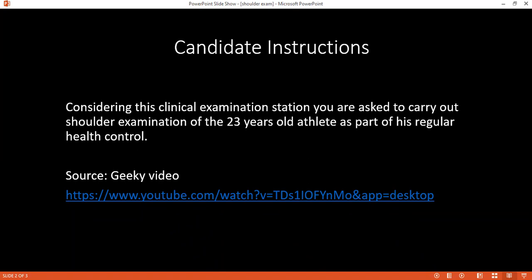What do you want to confirm with the apprehension test? If there is any posterior dislocation or apprehension of dislocation, inferior dislocation. Okay. Is there any other test that you will want to carry out? For measurement, for stability.